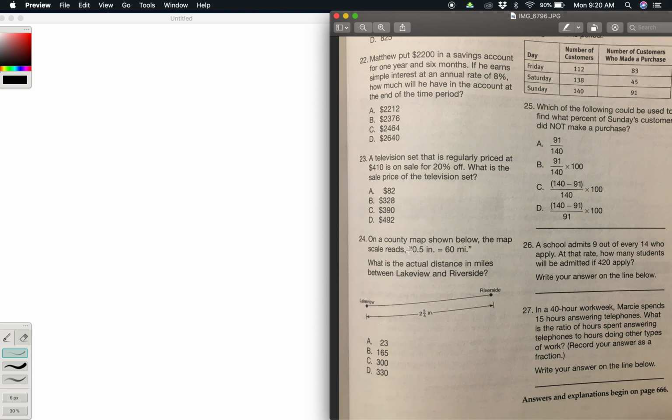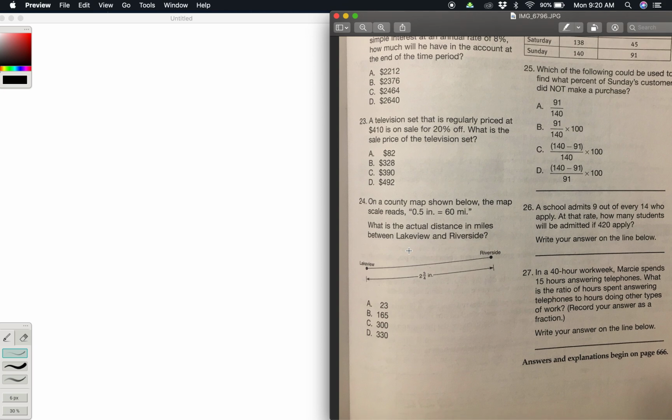That was number 23. Okay, on a county map, excuse me, I'm yawning here. It's pretty early in the morning, so I'm a little tired.